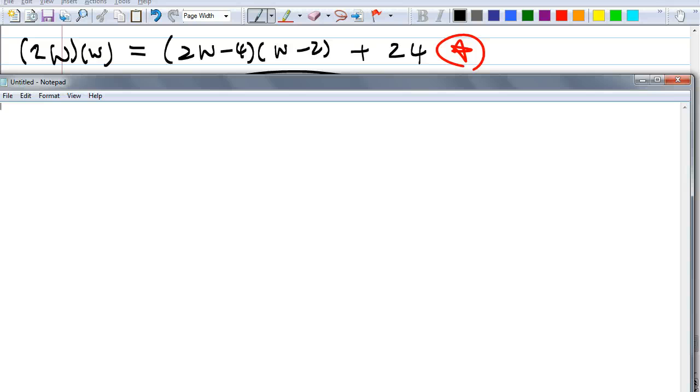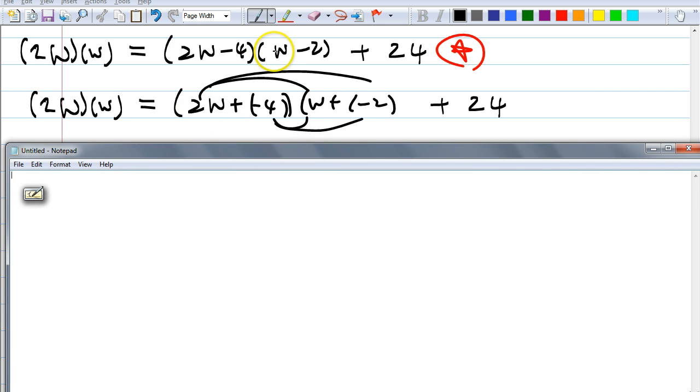All right, so somebody tell me what I get when I multiply for the total area. What do I get here? 2W times W is, class? W squared. And then did you guys do this? 2W times W plus 2W times negative 2 plus negative 4 times W plus negative 4 times negative 2 plus 24, right? By the way, I changed everything to addition because I don't want to make silly mistakes. Somebody tell me what I get when I multiply those two binomials. How about Cole?